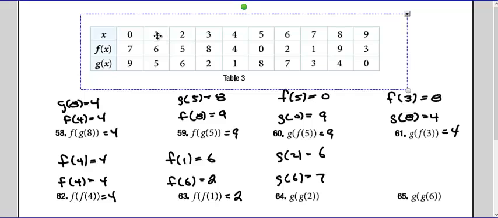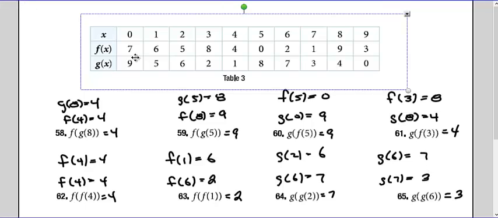Check that out. g of 2 is 6. g of 6 is 7. And then g of 6. So here's 6. g of 6 is 7. And then we do g of 7. g of 7 is 3. So the answer is 3.